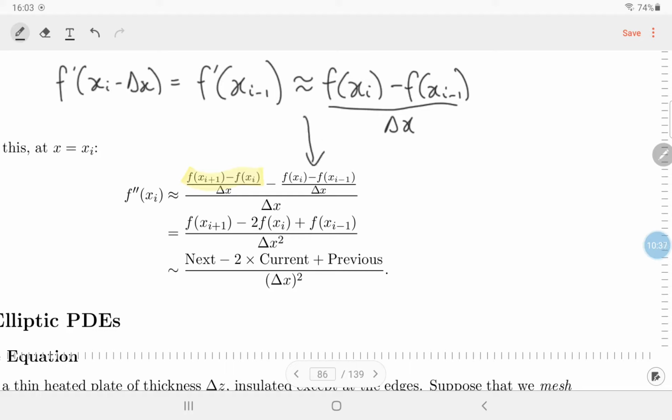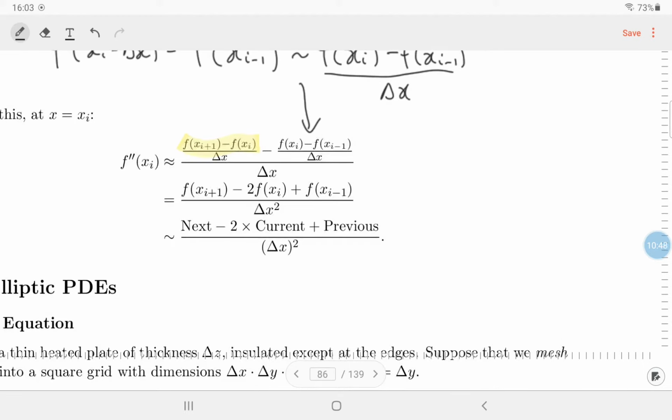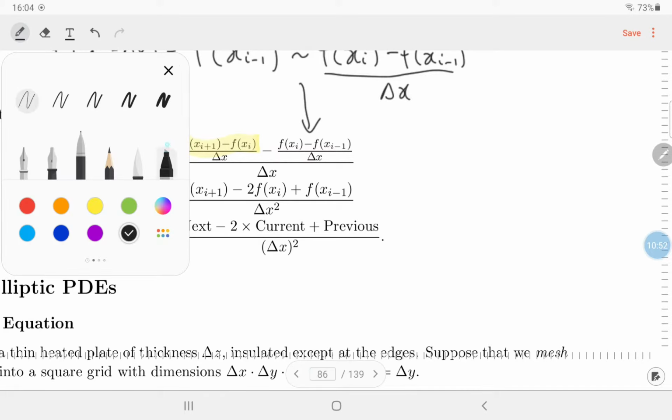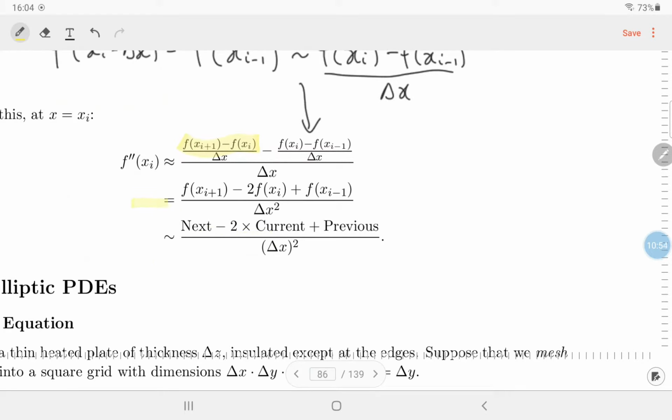And you do a bit of algebra, you multiply above and below by delta x, and you see that there are two subtractions of f of xi, and there's plus f at the previous point. And you should have seen this in MATH7016. So this is the other finite difference approximation we have.